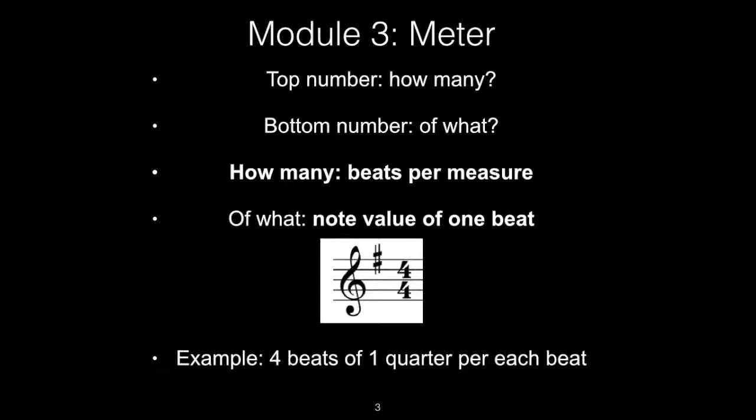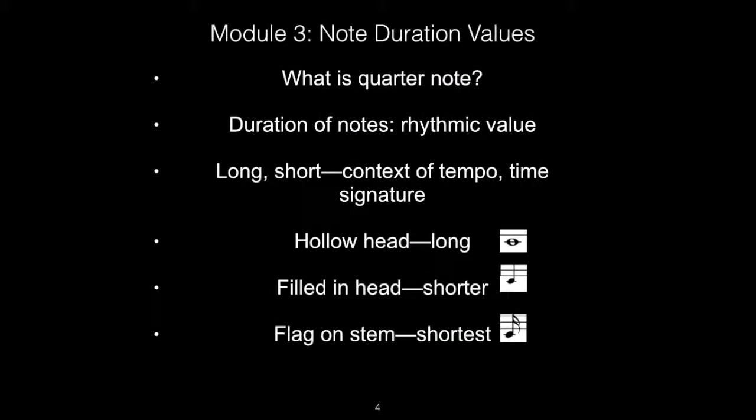The example shown represents a time signature where there are 4 beats and the note duration value of each beat is 1 quarter. But what is a quarter note? A quarter note is a specific note duration in a given context.